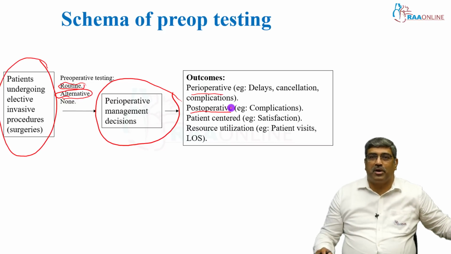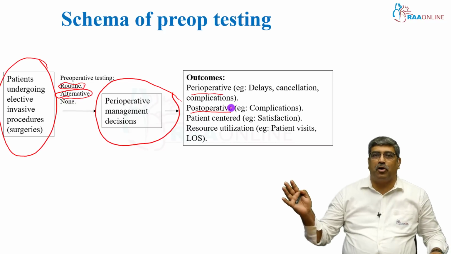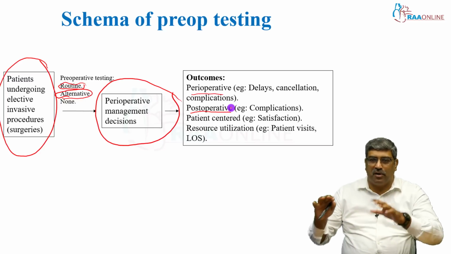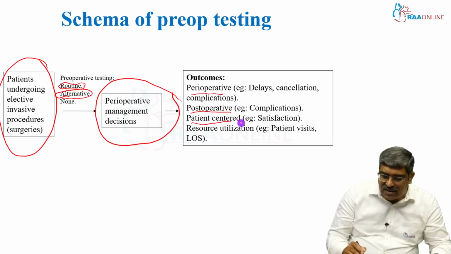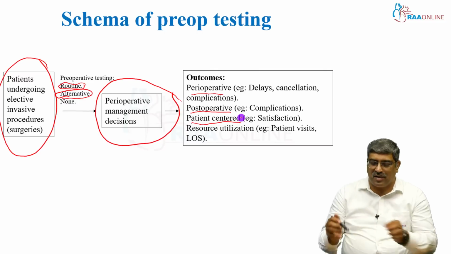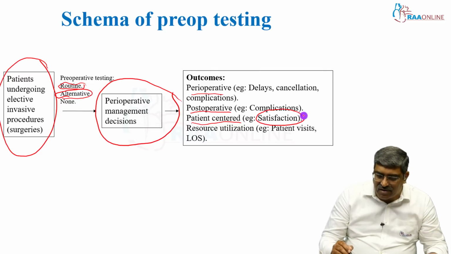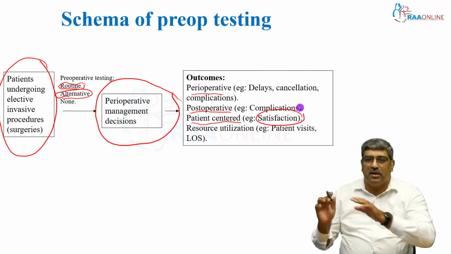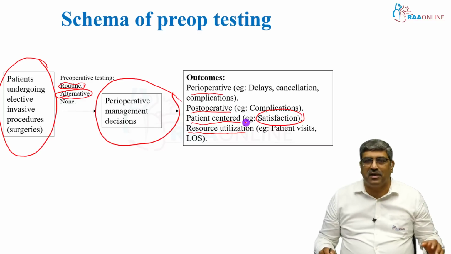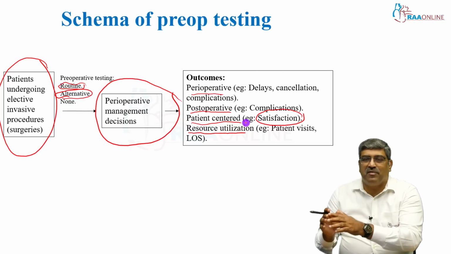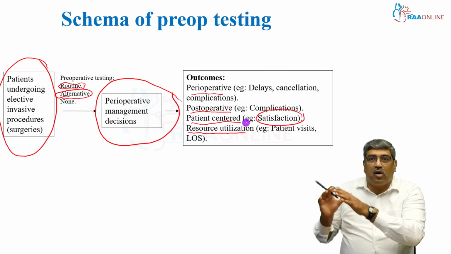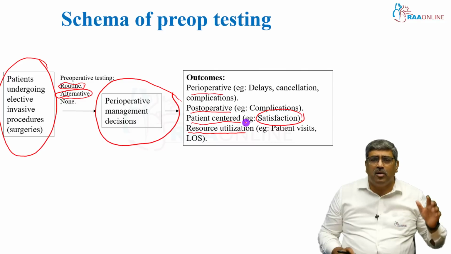By doing your preoperative testing, you are predicting your postoperative complications so that you will do things to prevent them. Patient-centered satisfaction: you will know that the patient is absolutely normal by preoperative testing. That gives satisfaction to the patient. He is normal except only for surgery. Your resource utilization outcome: by doing your preoperative testing, you can reduce the patient visits and the length of hospital stay, and you can reduce the cost of the overall procedure.